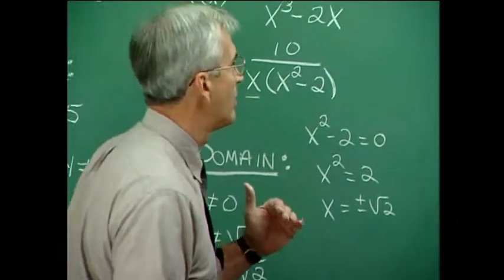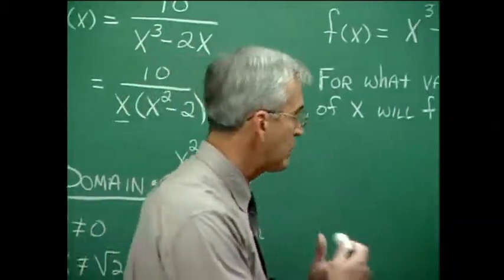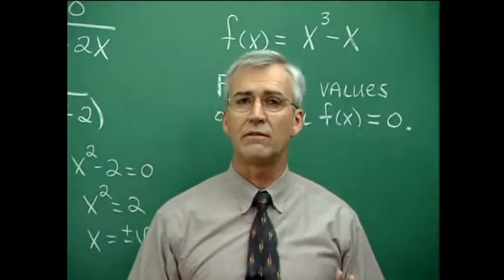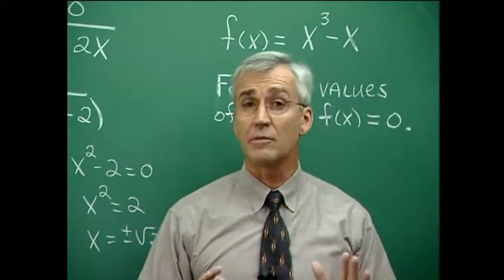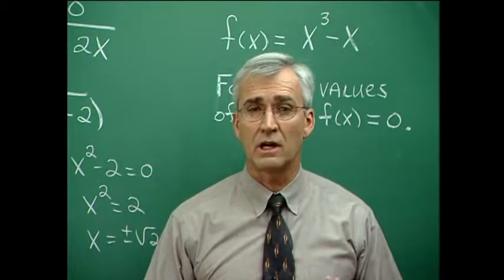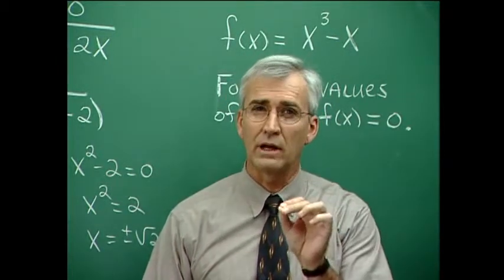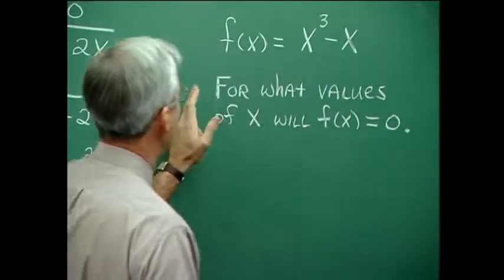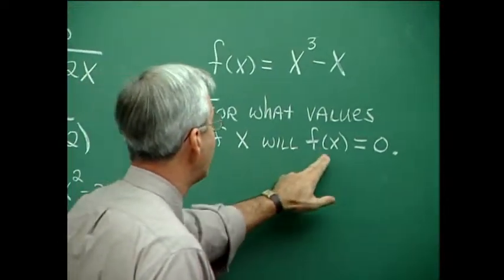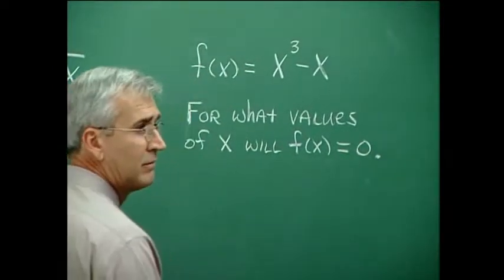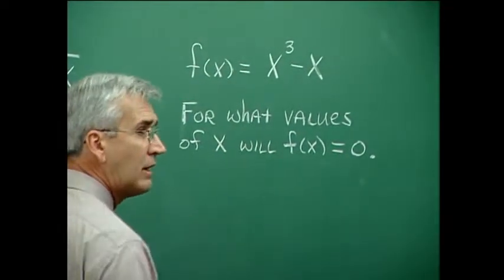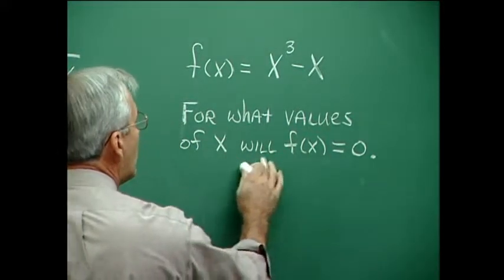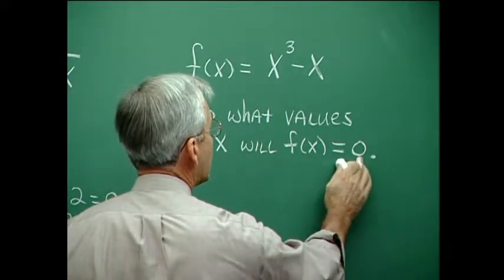Here's an interesting problem, and it is along the same theme that we were talking about before. We're talking about functions here, but a lot of mistakes are made in the wording of this kind of problem. It says, f of x is this. For what values of x will f of x be equal to 0? Now, we're not talking about the domain here. It just says, for what values of x will f of x be equal to 0?